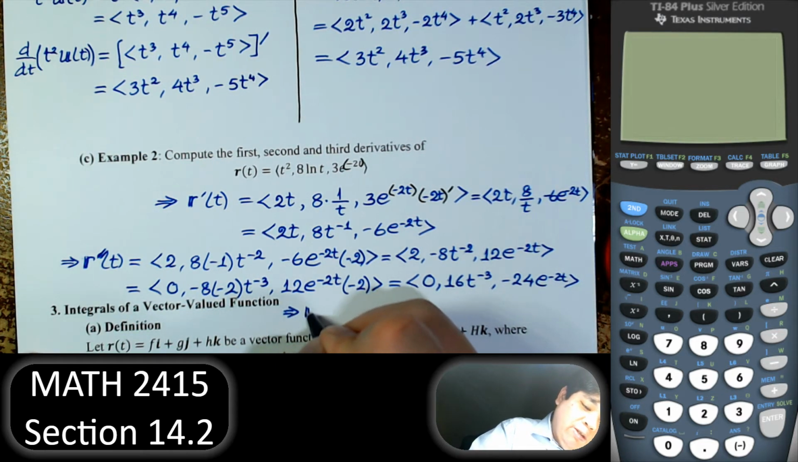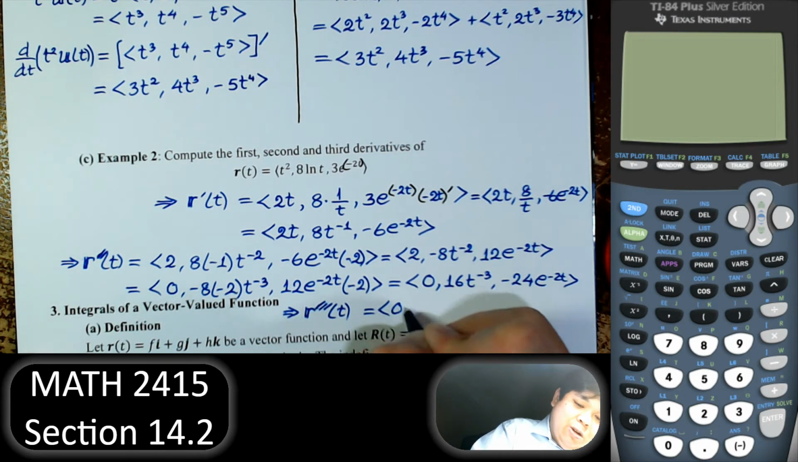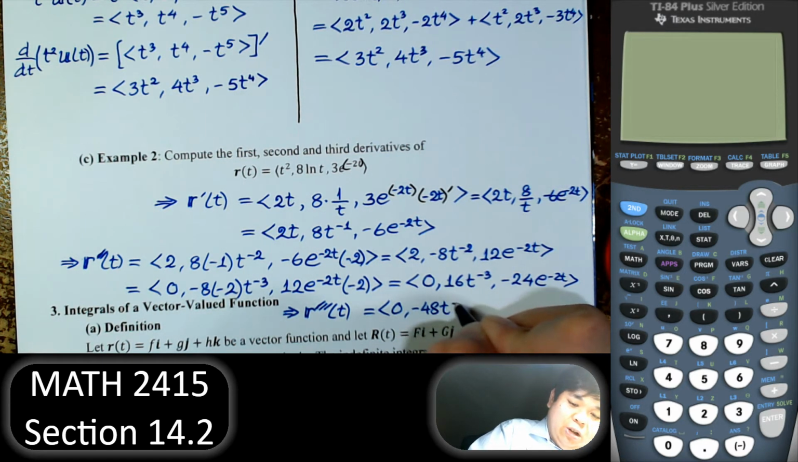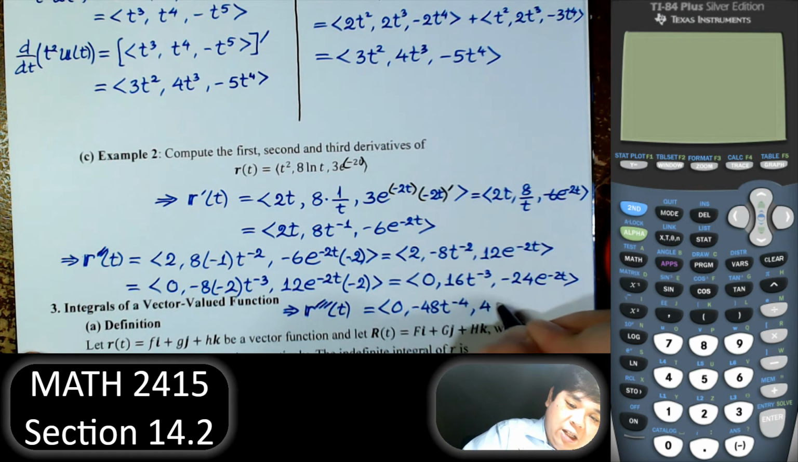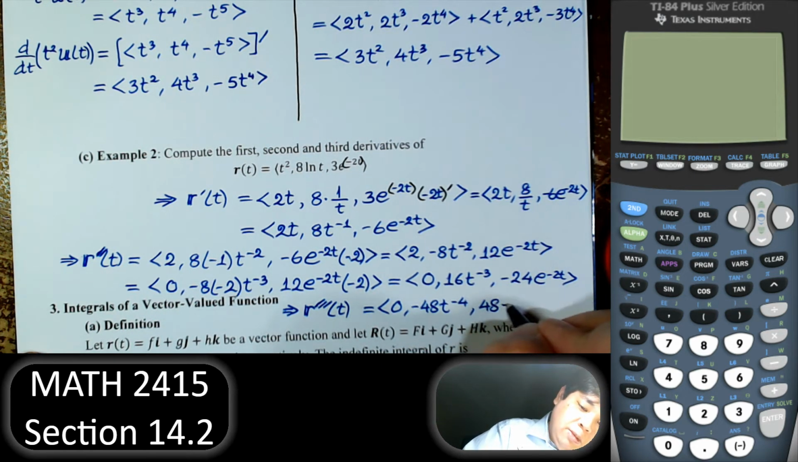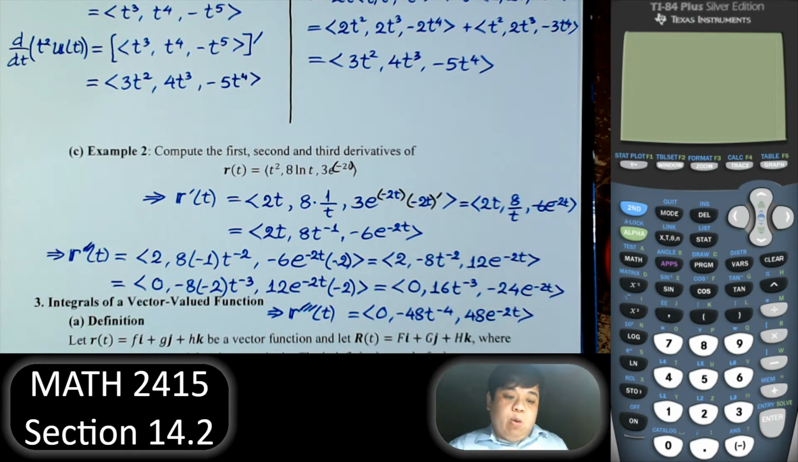And then the third derivative. 0 is still 0. Derivative of this, take down negative 3, negative 48 t to the negative 4. And then we have negative 24 times negative 2 again, so that will give us 48 e to the negative 2t. Right, so just derivative like we normally do.